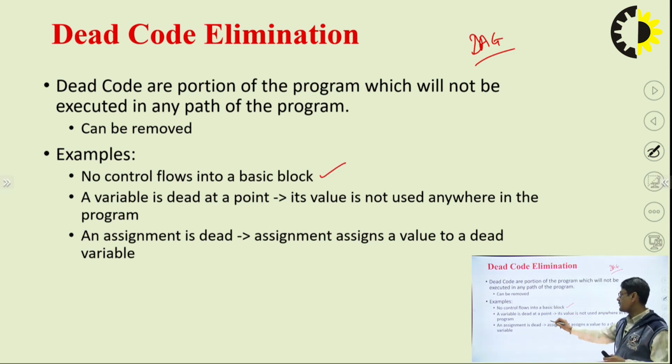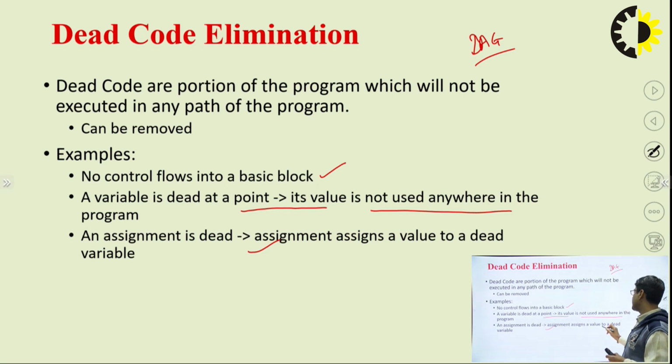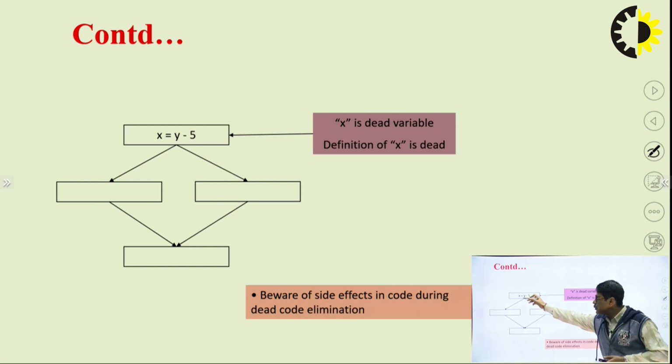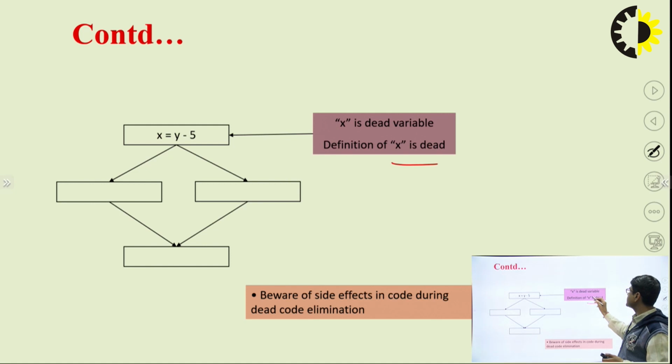These are examples. A variable is dead at a point if its value is not used anywhere in the program. An assignment is dead if it assigns a value to a dead variable. For example, x equals y minus 5. Because there is no use of the x value anywhere, it is dead.